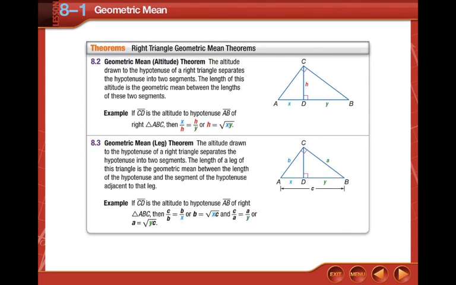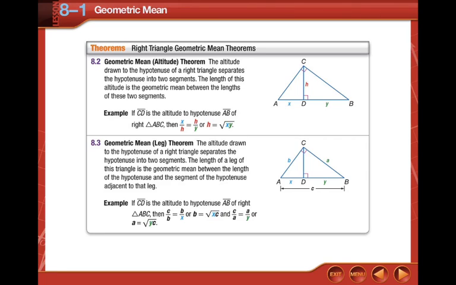So now we're going to take what we just did and what we did with geometric mean and put them together. So the geometric mean altitude theorem says the altitude drawn to the hypotenuse of a right triangle separates the hypotenuse into two segments. The length of this altitude is the geometric mean between the lengths of these two segments. So in this case, h, our altitude, is equal to the square root of x, one of the segments of the hypotenuse, times y, the other segment of the hypotenuse.